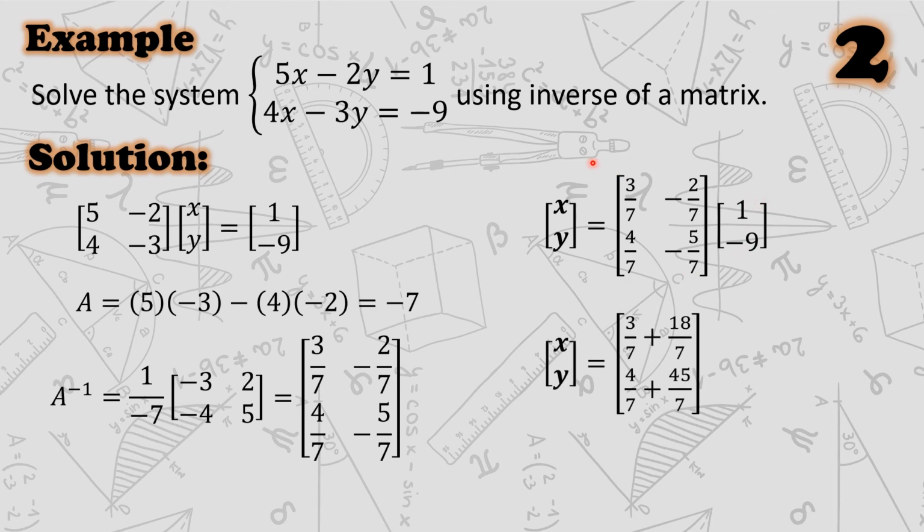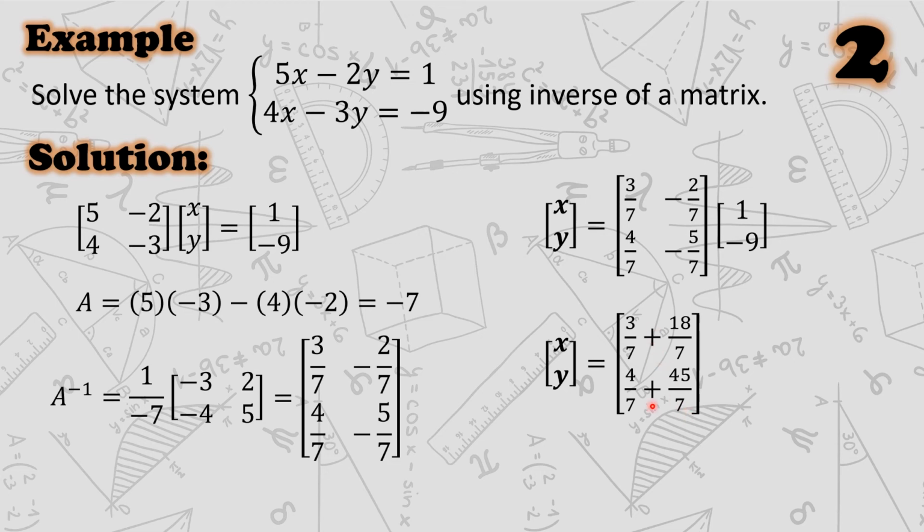Doing that, 3 over 7 times 1 is 3 over 7 plus negative 2 over 7 times negative 9, that is 18 over 7. In the second row, we have 4 over 7 times 1, that's 4 over 7, plus negative 5 over 7 times negative 9, that is negative 45 over 7.